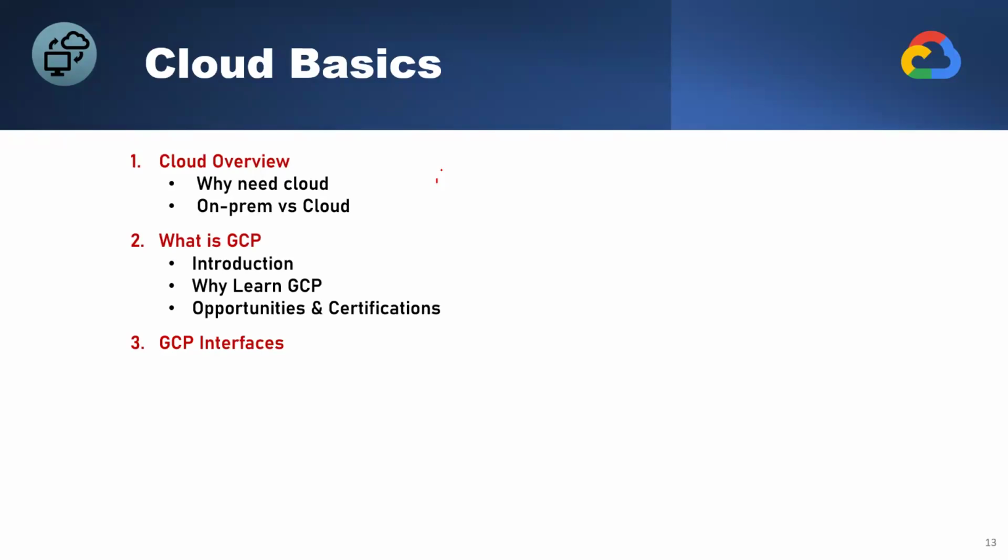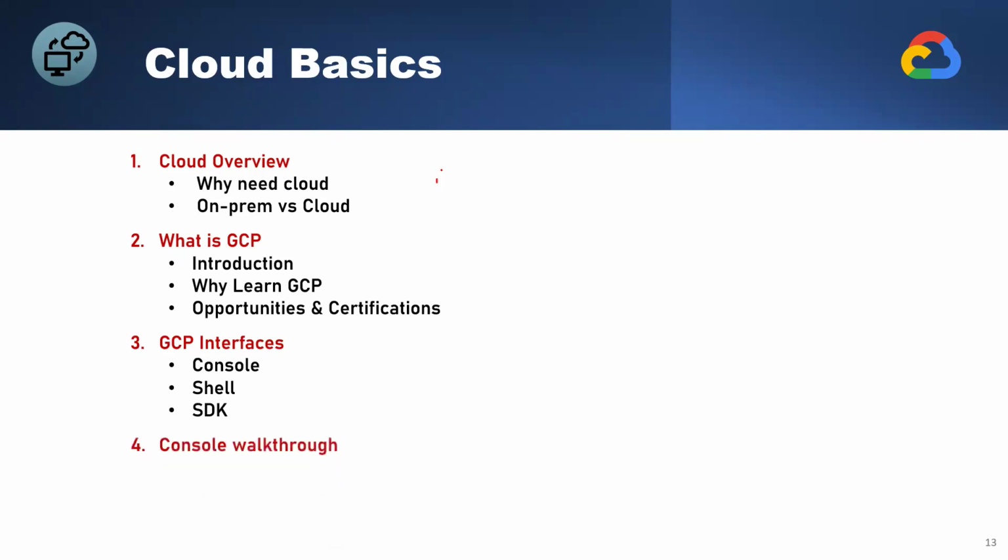And we will be learning the third module, GCP interfaces. If you want to interact with GCP services, you have three methods: console, Cloud Shell and Cloud SDK. These are the three methods to interact with GCP services. We are going to see them in depth.